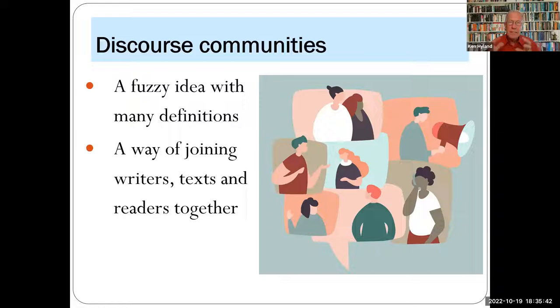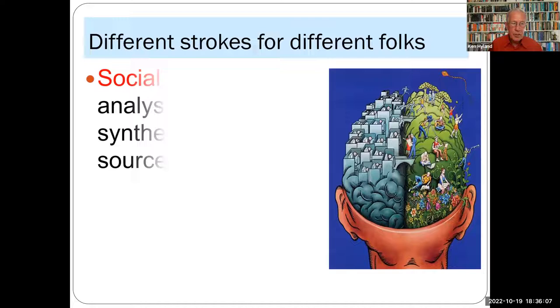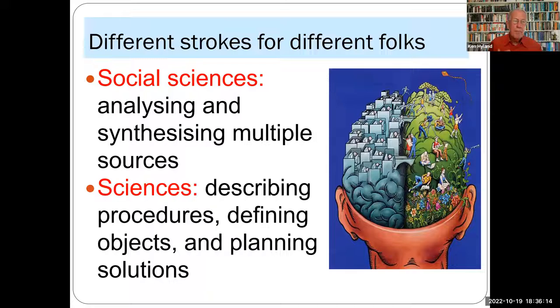Now, discourse community is a fuzzy idea, but it helps to show us something of how writing works in different disciplines and different workplaces. It tells us, for example, that needs analysis is important, because different disciplines value different kinds of argument and set different writing tasks. So in the humanities and social sciences, for example, analyzing and synthesizing from multiple sources is an important skill, whereas in the sciences and engineering and technology, activity-based skills like describing procedures, defining objects, and planning solutions are needed.